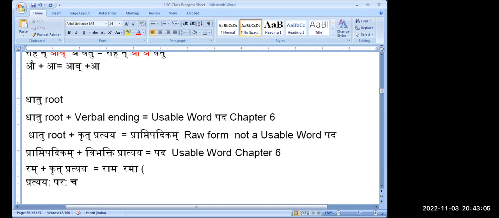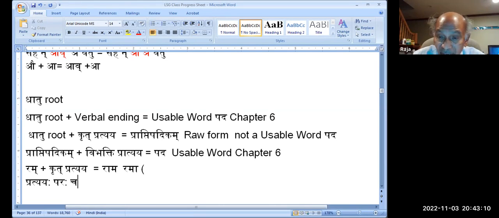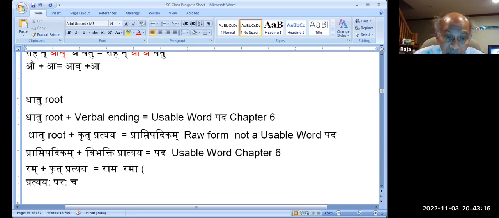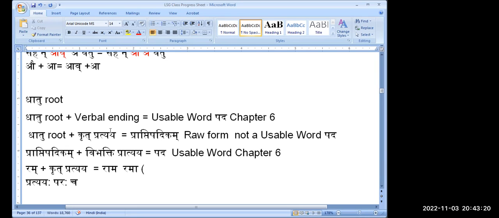Okay, because they are different from pratyaharas, the pratyaharas from the Maheshwara Sutrani. No, not pratyaharas, they're different. If I want to make Rama, I have to have a pratyaya that gives me Rama. You need to add it to the root.